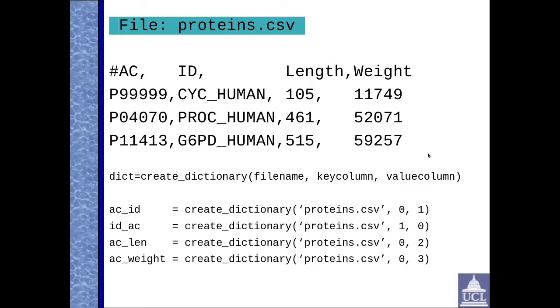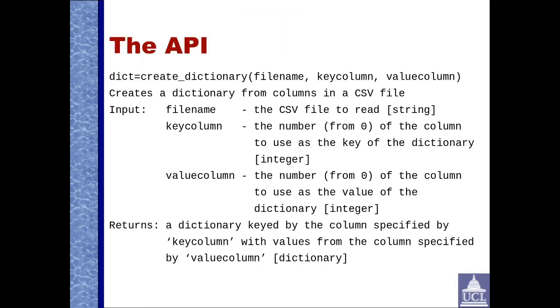And in all cases, it will return a dictionary using one of the columns as a key and one of the columns as a value. So let's define an API for that.